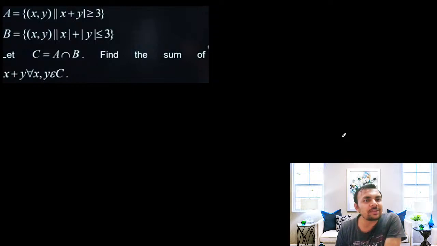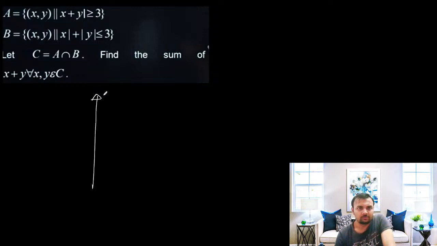So the set is x comma y such that mod x plus y bigger than equal to 0, mod x plus mod y less than equal to 0. So C equals A intersection B, find the sum of x plus y. Okay, we'll consider this as a set question as well as a straight line question.